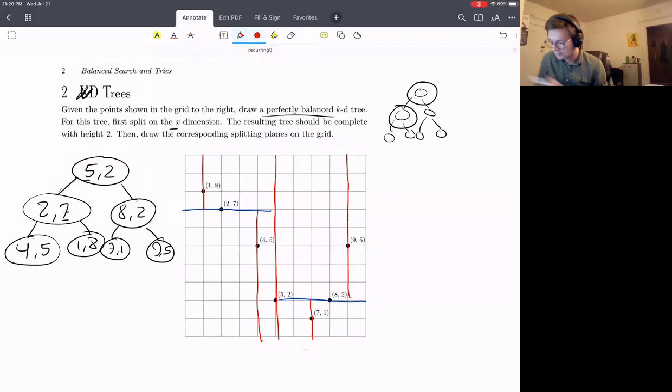So you end up with a very stylish-looking, kind of fractalized view of the world. And that is basically how you would draw a KD tree, evenly balanced. You would split things up equally each time. And that is all you have to do for this problem.